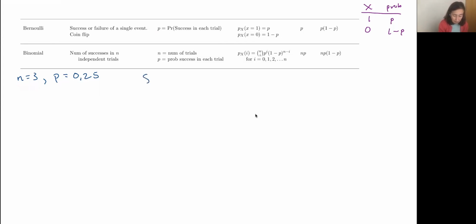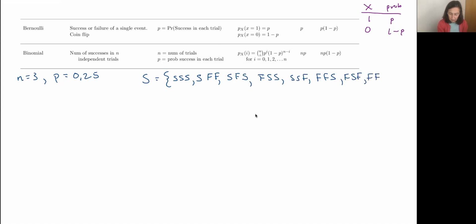So if n equals 3, the sample space here, how can those 3 trials come out? Well, one way is we can have 3 successes. We can have a success followed by 2 failures. We can have success, failure, success. We can have failure, success, success. We can have success, success, failure. We can have failure, failure, success. We can have failure, success, failure, or we can have 3 failures.